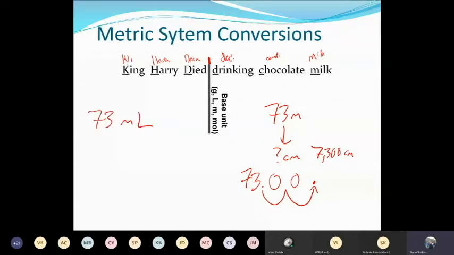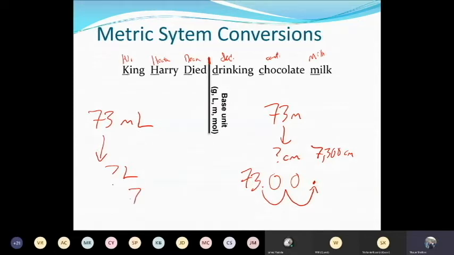So we're going to use a different unit here. Let's say we have 73 milliliters. Now the question is how many liters is present with 73 milliliters? Liter is your base unit, so milli is all the way to the right. In this case, it's 3 places to the right.